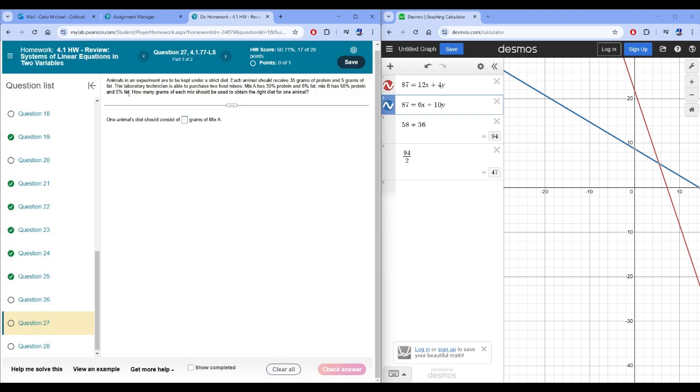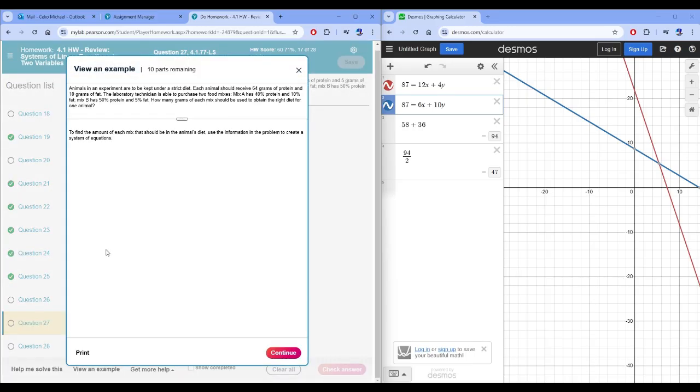All right. Animals in an experiment are to be kept under a strict diet. Each animal should receive 35 grams of protein and 5 grams of fat. The laboratory technician is able to produce 2 food mixes. A mix has 30% protein, 6% fat. B mix has 50% protein and 5% fat. How many grams should they mix in order to get the right diet for one animal? Let's go to the viewing example.